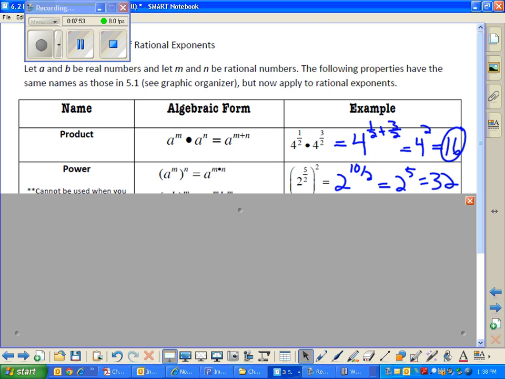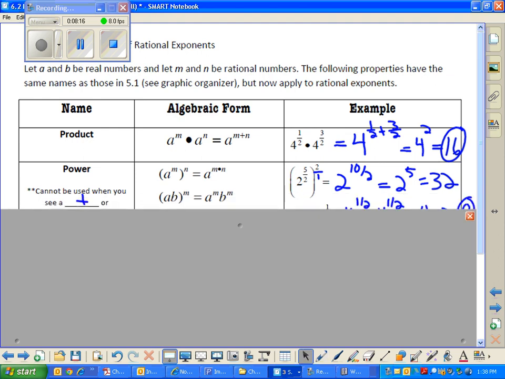Okay, so if we have a to the m raised to the nth power, that's the same thing as a to the m times n. So you'll see here I took 5/2 and multiplied it by 2 over 1. When you multiply fractions, you just multiply straight across. So 5 times 2 is 10. 2 times 1 is 2. 10 divided by 2 is 5. So we get 2 to the 5th, which is 32.